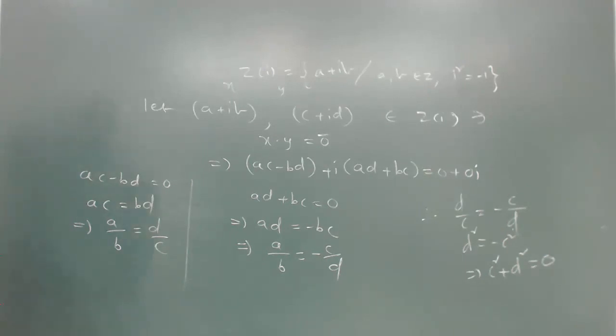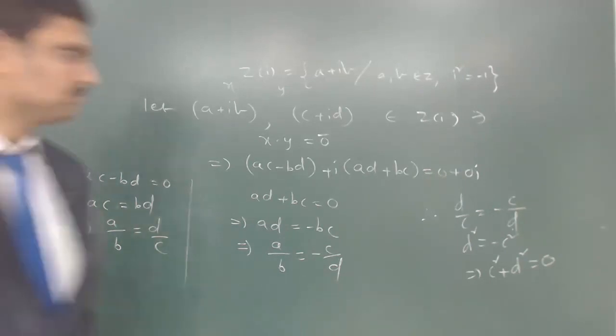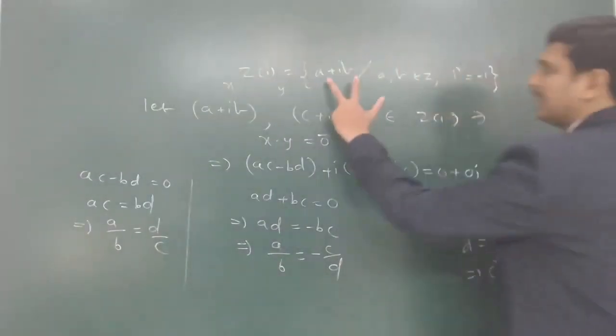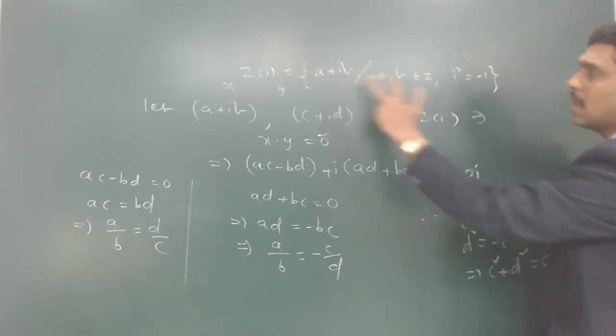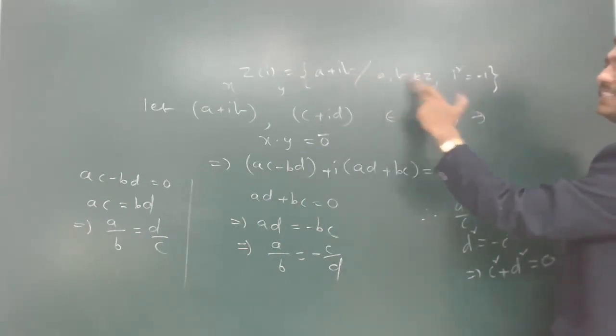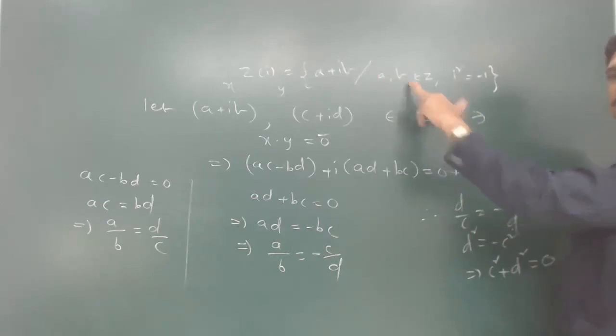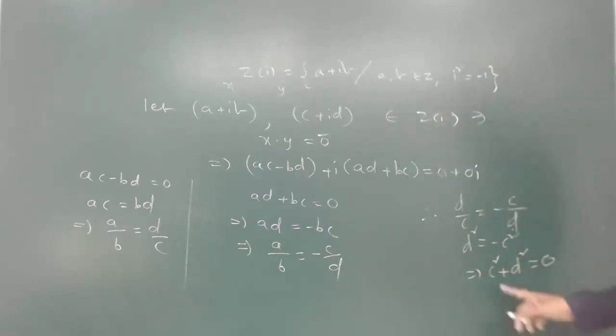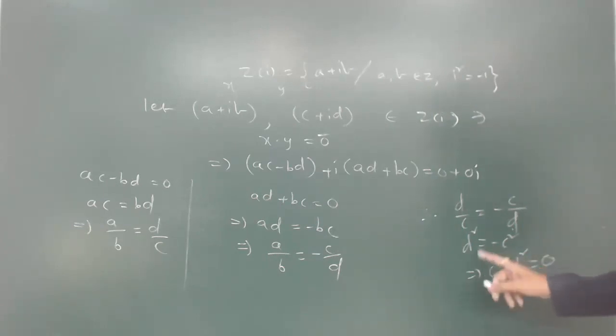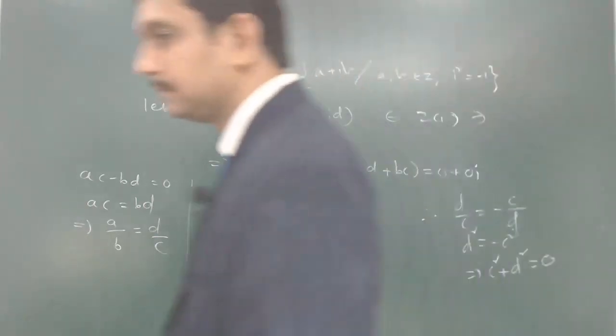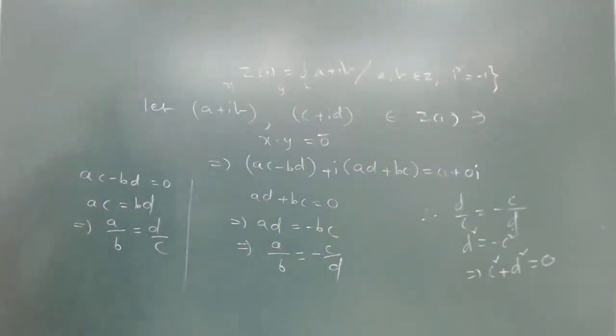Now, fundamentally, we have to observe that whenever you take a number in Z of I, the coefficients are always integers. A is an integer and B is an integer. C, D are also integers. Whenever you square an integer, is it positive or negative? Irrespective of it.